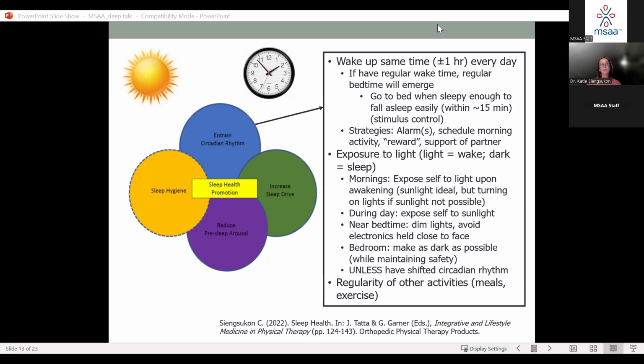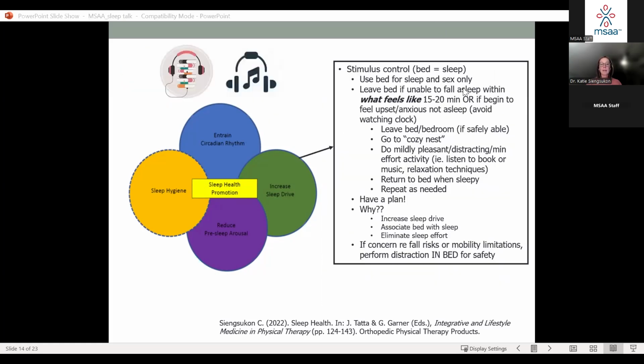So I do encourage clients to have regular meal times and then also ideally have physical activity and have regularity of the timing of that activity if possible. And so that's how we entrain circadian rhythm. The next thing that we focus on is to have that sleep drive be as high as possible.